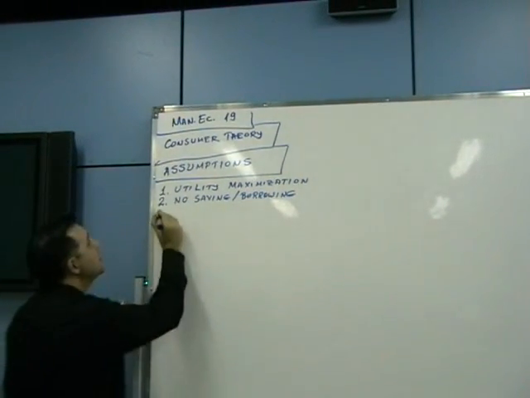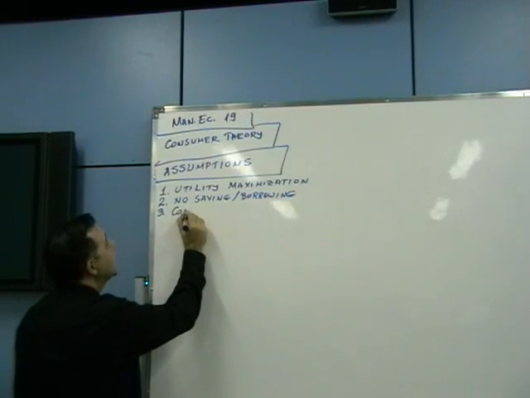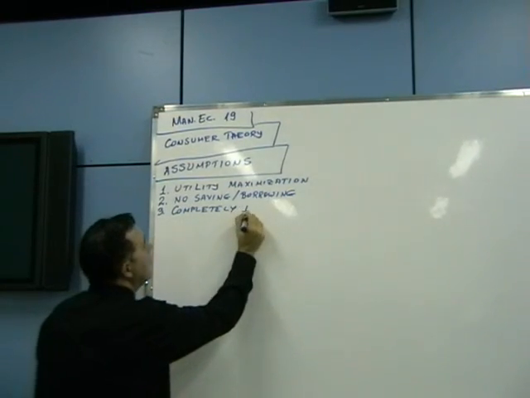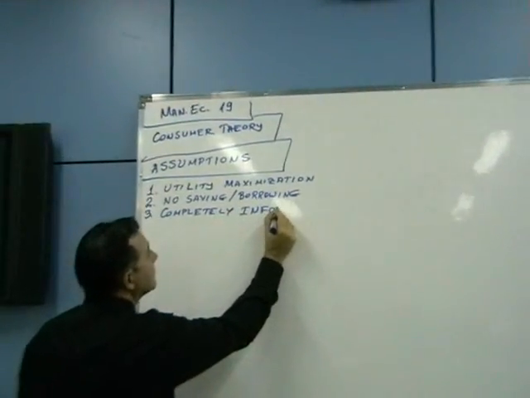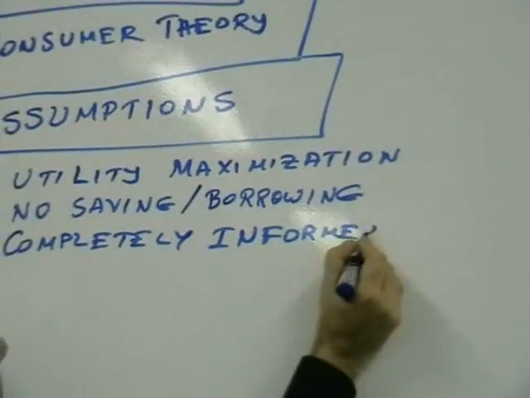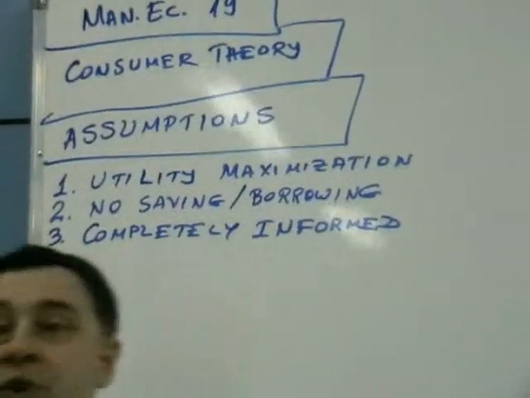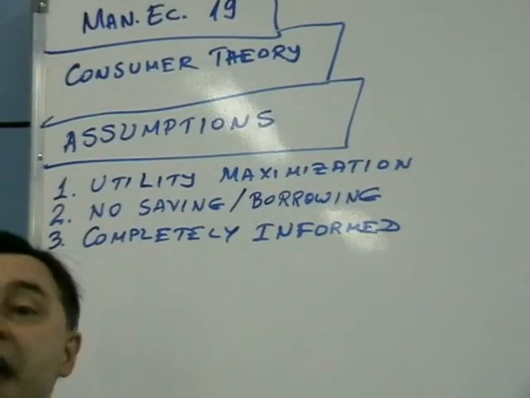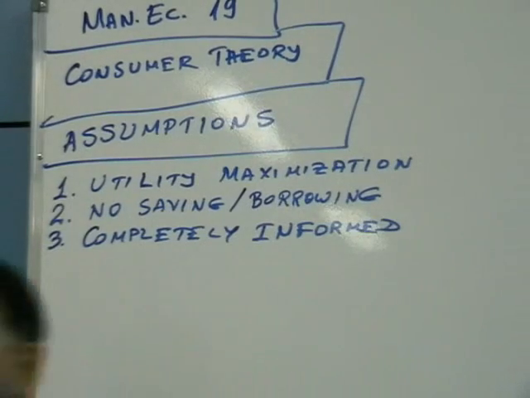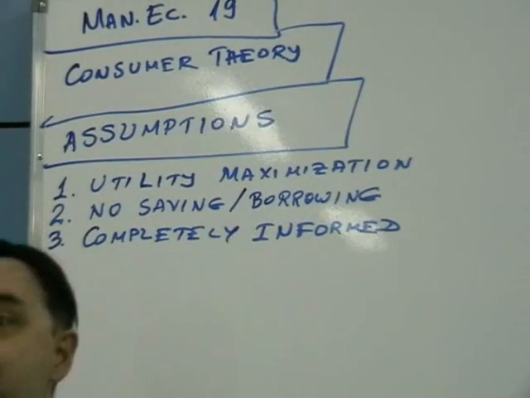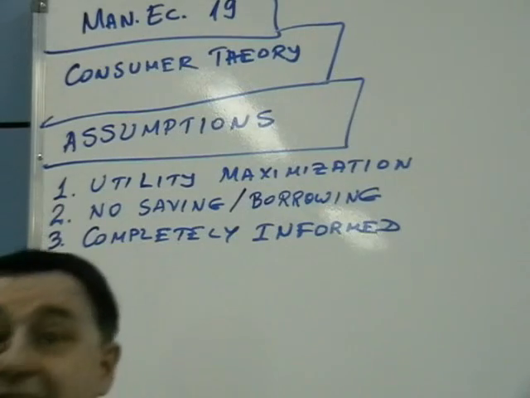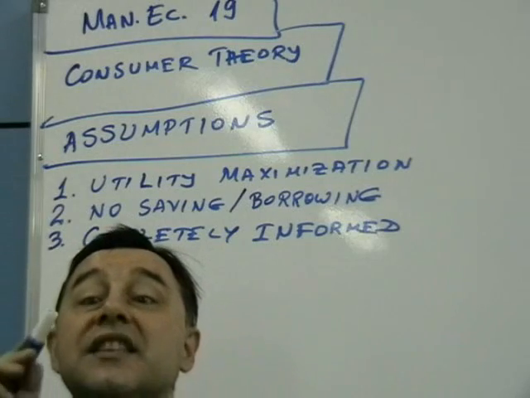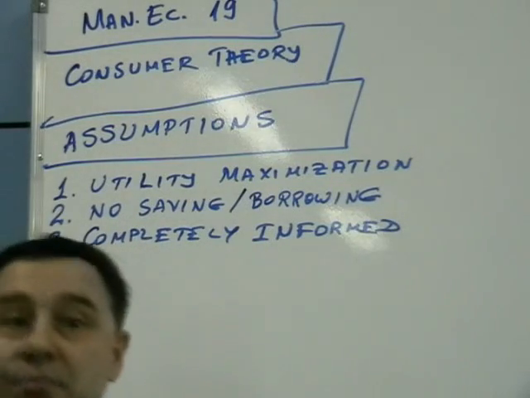The next assumption is that consumers are completely informed. In other words, consumers understand the product, they understand the value that they get from the product. They understand the reliability and everything else about the product. They know the pricing of the product and the pricing of competitive products.